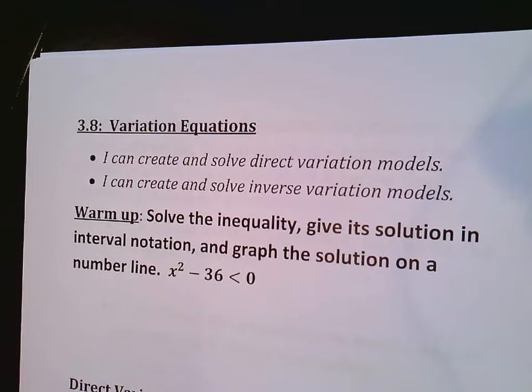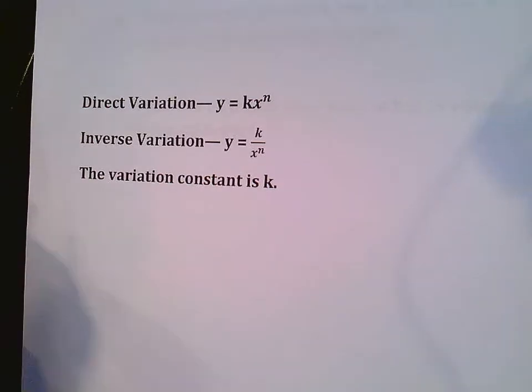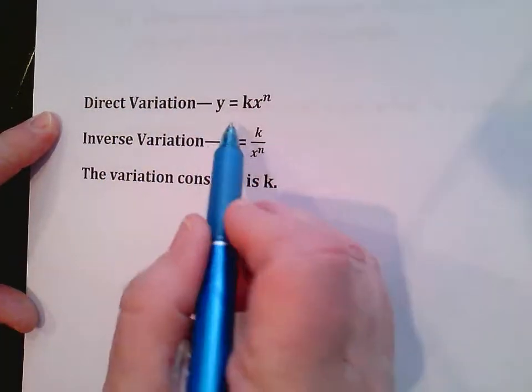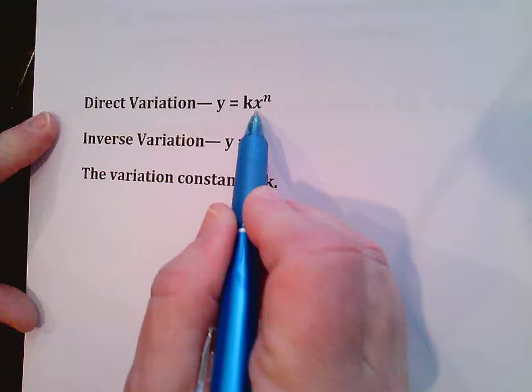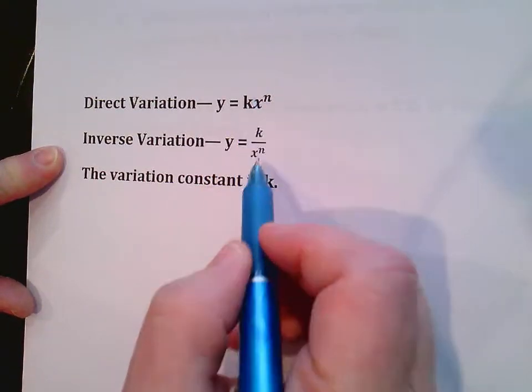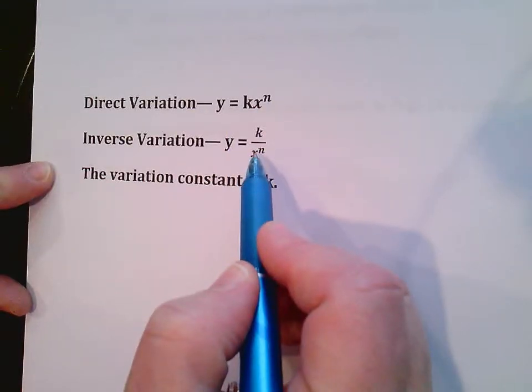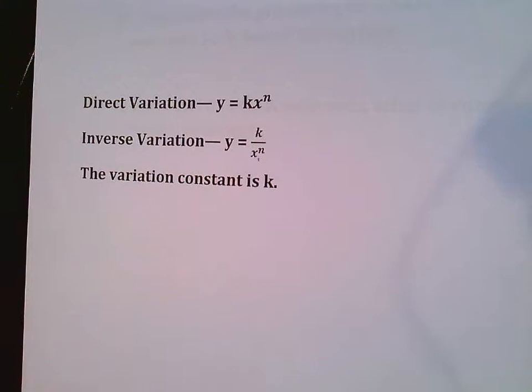Okay, next is section 3.8, variation equations, and we're going to be doing direct and inverse variation models. The main things you need to know here are, if we're doing a direct variation, your equation is y equals k x to the n. If it's inverse, it's k over x to the n. The only difference is whether the x to the n is with the k or beneath the k in the denominator. And your variation constant is k.